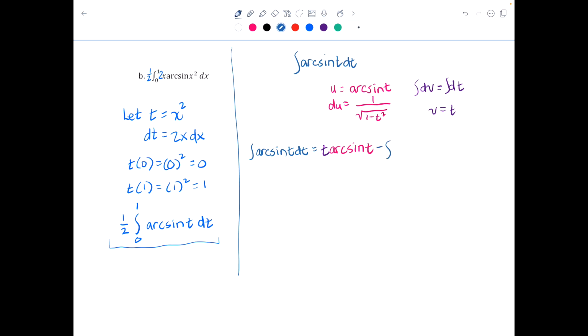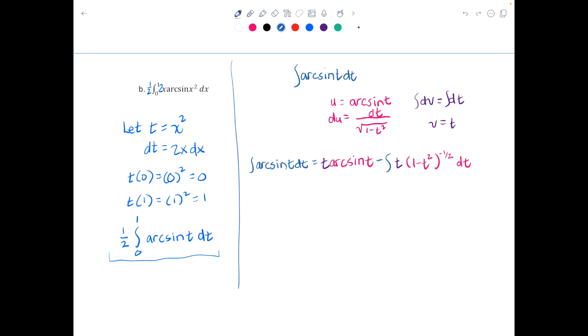minus the integral of t times du. Whoops, oh, I promised I wouldn't do that. We've got dt over root 1 minus t squared. So remember that that would be 1 minus t squared to the negative 1 half, and then we have our dt. All right, so in order to have my g prime doing my pattern recognition, I'm going to need to have a negative 2 times t, right? Because I have 1 minus t squared inside that negative 1 half power. And so to balance it out, I'll change that sign to a plus and multiply by a half.